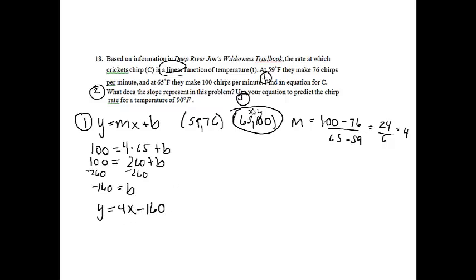All right, I'm not quite done because it didn't say to find an equation with y's and x's in it. It said to find an equation for C using a temperature T. So I'm just going to rewrite this as C equals 4T minus 160. So now I'm done with part 1.